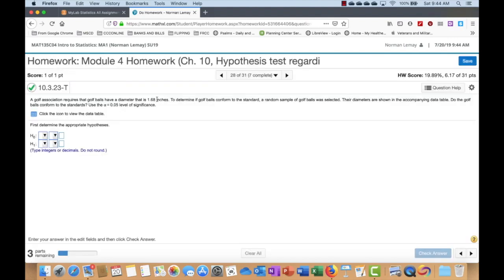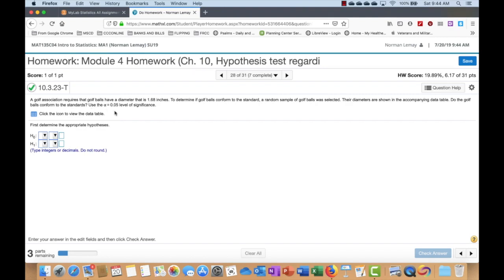Bear with me. Here we are told that the Golf Association requires that golf balls have a diameter that is 1.68 inches. I'm just going to jump here to the end. Do the golf balls conform to the standards? And we're going to use an alpha of 0.05.